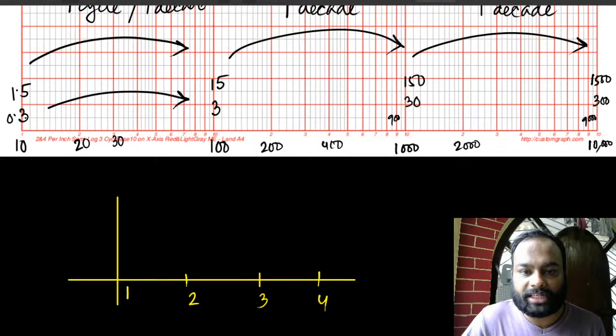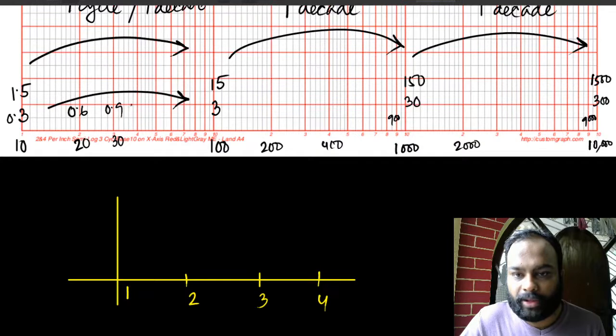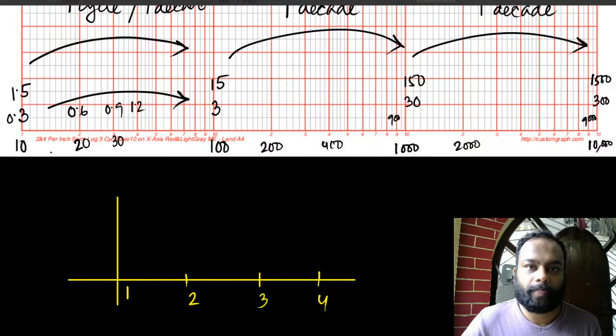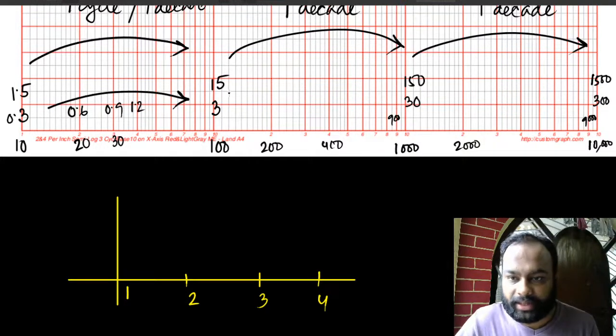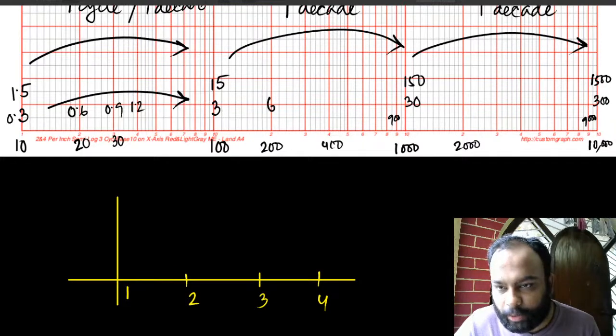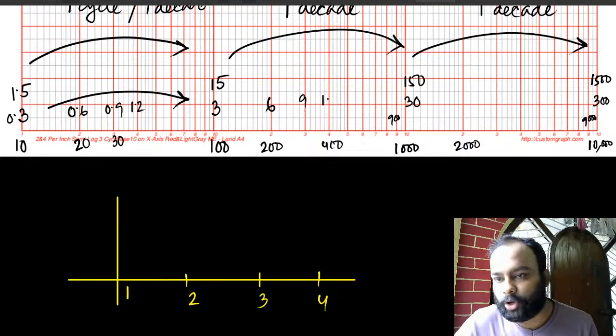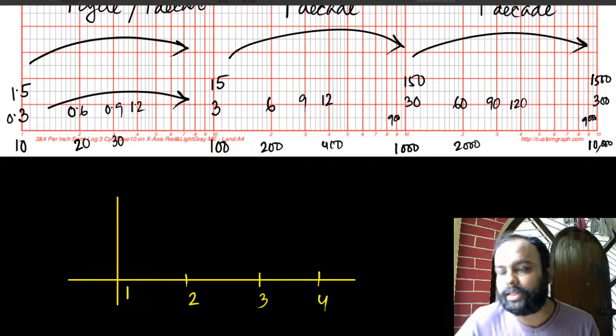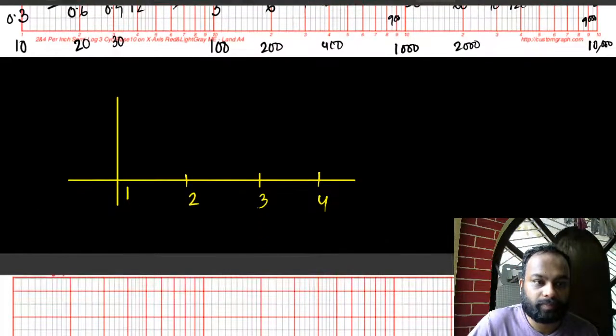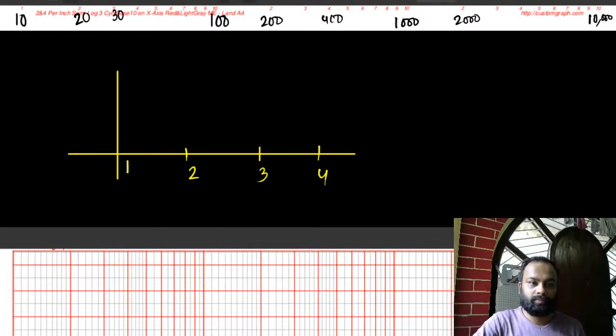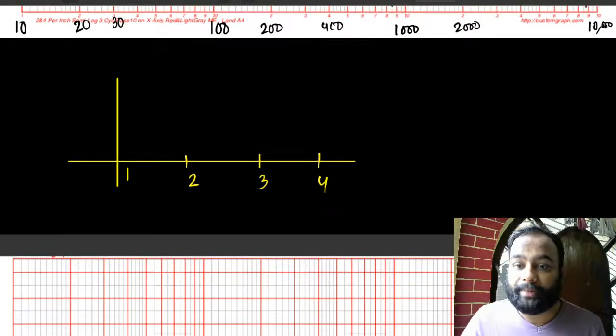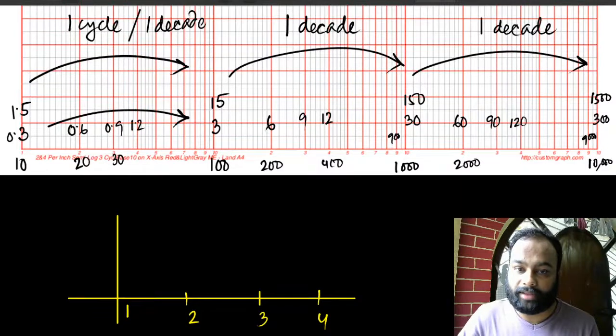And here, of course, if this is 0.3, then this is going to be 0.6, then 0.9, then 1.2, and so on. Similarly, if this is 3, this is going to be 6, 9, 12, and so on. If this is 30, this is going to be 60, 90, 120, and so on. Yes, the multiplicative nature will remain identical even if we change the first value here. Accordingly, everything will change.